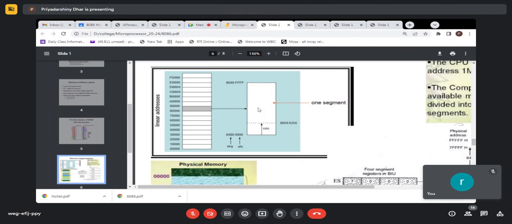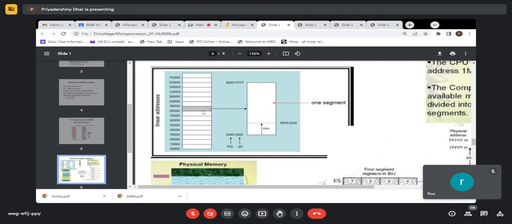Now this is similar to our 8085 microprocessor. For 64 kilobyte memory, we need how many address lines? 16 address lines. Clear up to this? So this is our one segment.